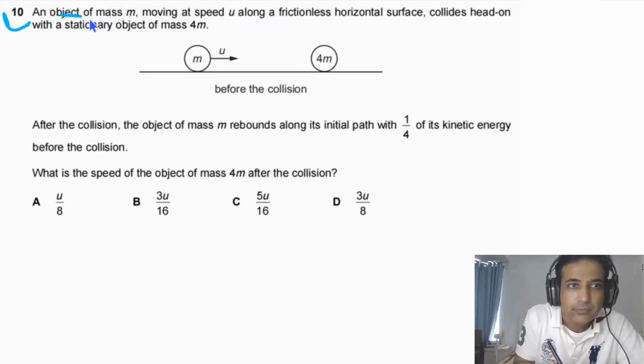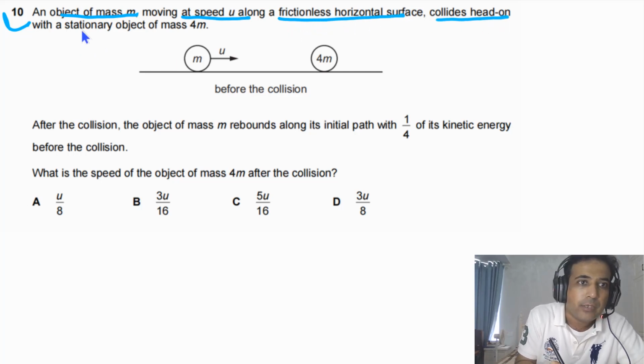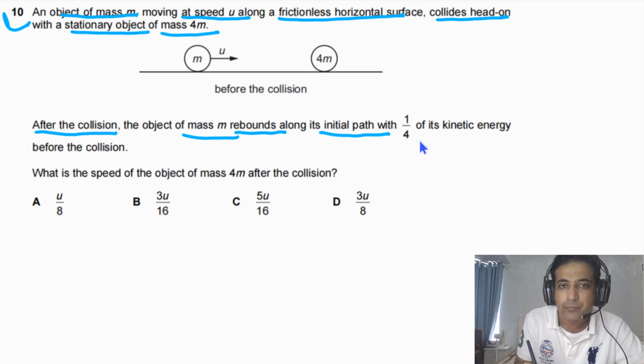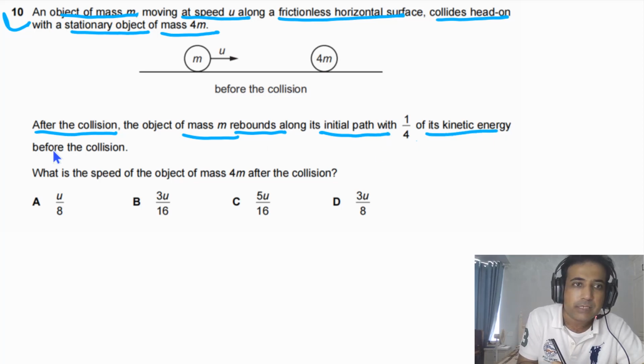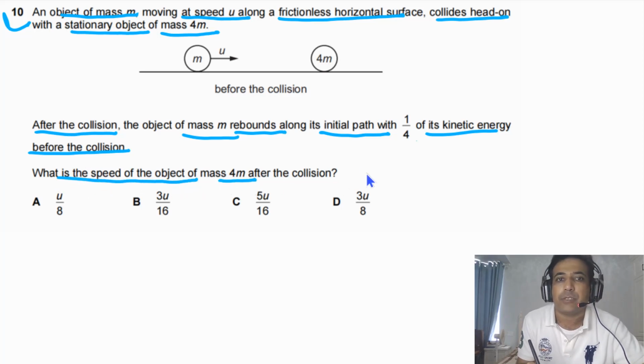Question 10 says an object of mass m moving at speed u along a frictionless horizontal surface collides head-on with a stationary object of mass 4m. After the collision, the object of mass m rebounds along its initial path with 1/4 of its kinetic energy before the collision. What is the speed of the object of mass 4m after the collision?